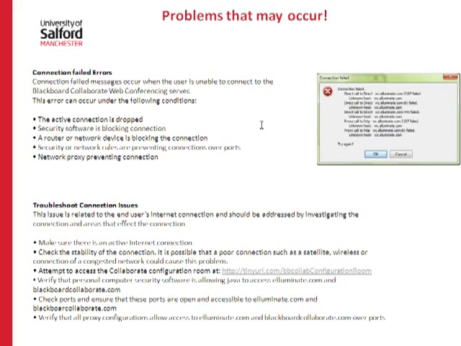One of the main errors is the connection failed error, and this can occur under the following conditions: where the active connection is dropped, particularly if you are using a wireless router; security software is blocking the connection; or a router or network device is blocking the connection. Security or network rules may be preventing connections over specific communication ports, and also possibly a network proxy is preventing the connection.